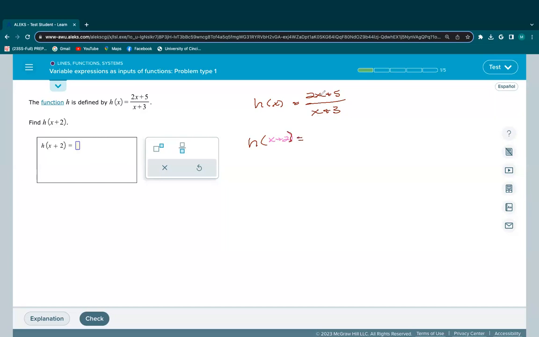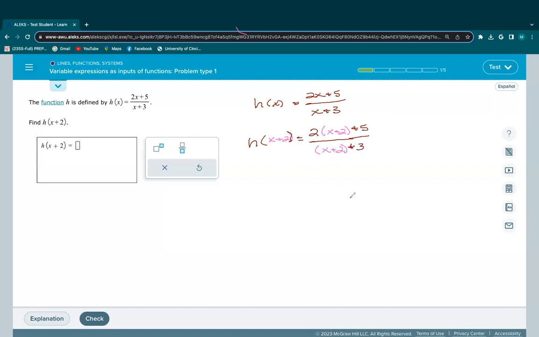All right, so this equals, every time I see an x, I'm going to replace it with an x plus 2. So I have the 2 starting because I'm going to start with the top. I'm going to replace that x with an x plus 2. And then I still have that plus 5 on top. And then on bottom, I have the x, so I'm going to replace that with an x plus 2. And I'm going to finish writing the bottom, which is a plus 3. Change color back to the brown.